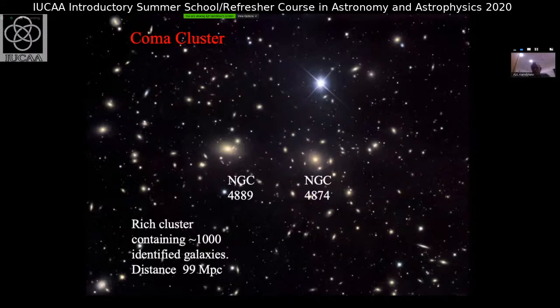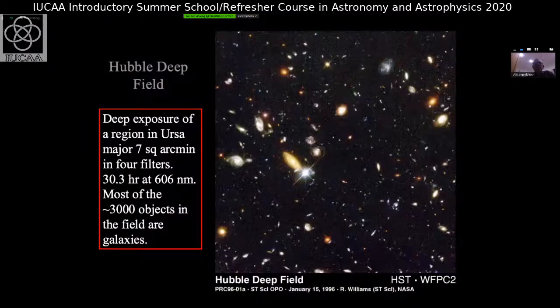Now nearly every object in the field of the Coma cluster you can make out as a galaxy. But now look at the Hubble Deep Field. It's an extremely small area of the sky, 7 square arc minutes. This was taken very long ago. It was an ultra long exposure, 30 hours at 606 nanometers, right?